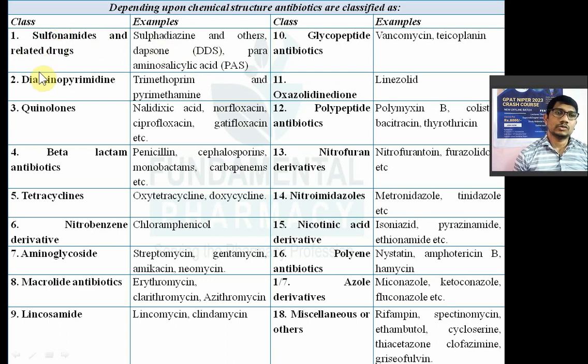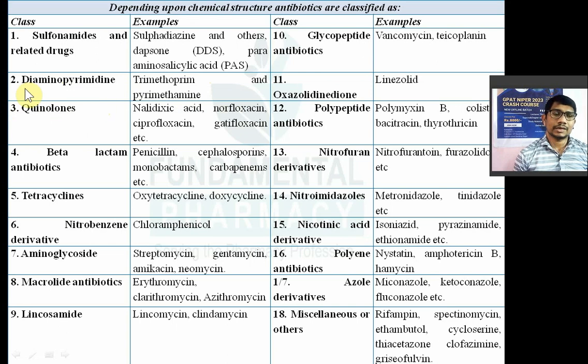Now the second class according to the chemical structure, diaminopyrimidine derivatives. So remember there was a question once. इसके ऊपर क्वेश्चन आ चुका है, diaminopyrimidine derivative. कौन है? Trimethoprim and pyrimethamine. So these are the antibacterial drugs which are diaminopyrimidine derivatives.